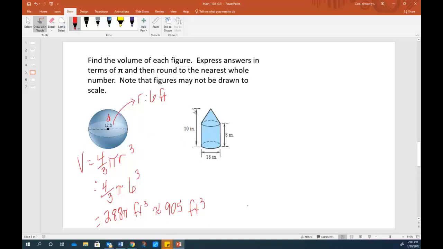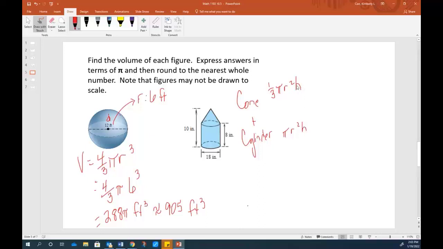Okay, now for this next one, what you just want to do is take it apart. You have a pyramid and then you have a cylinder. I mean, not a pyramid, but you have a cone. So for the cone and then the cylinder, we're just going to add those together. The cone, which we did on the previous page, is 1/3 pi r squared h. And the cylinder is pi r squared h.